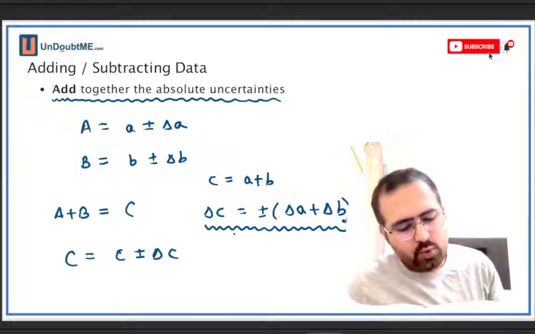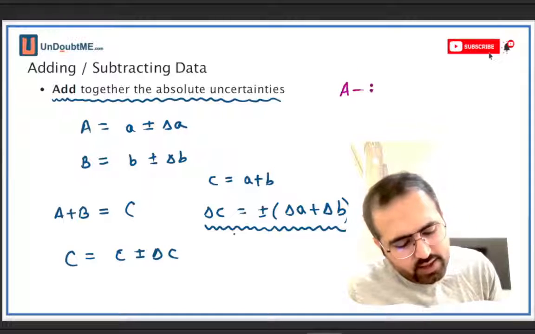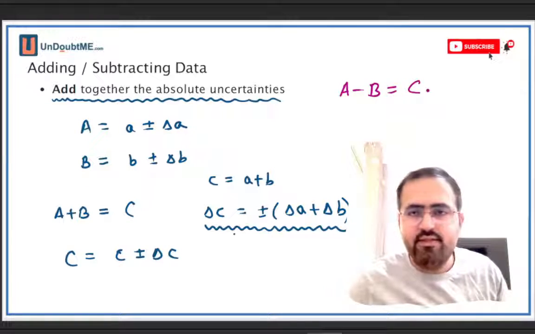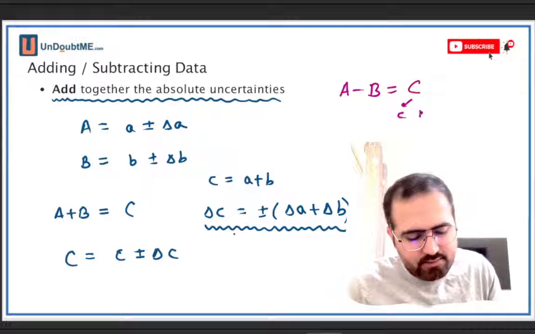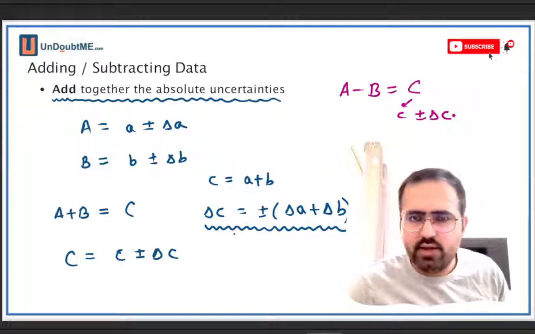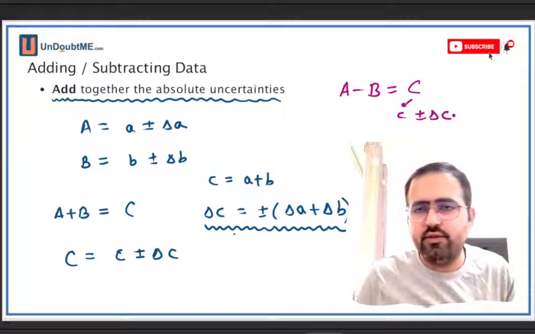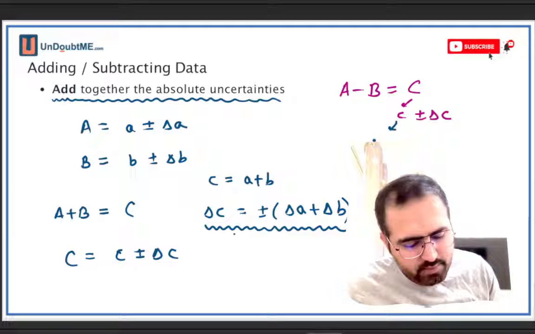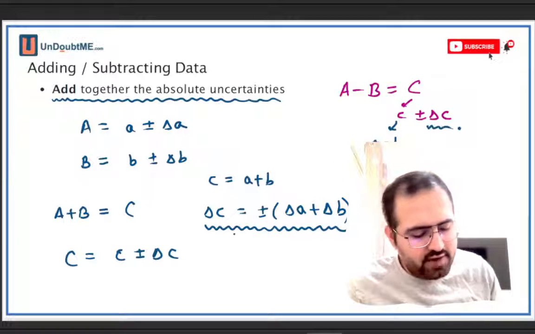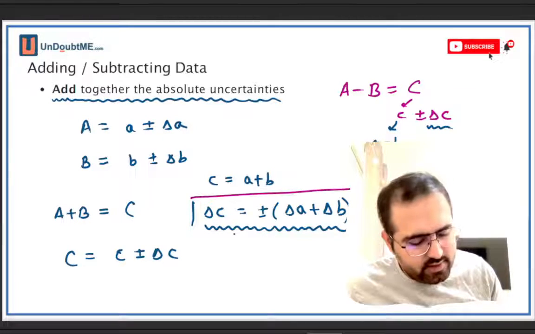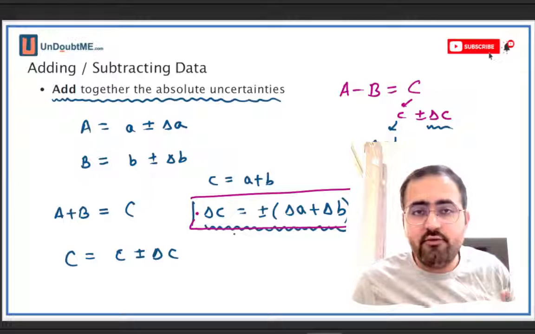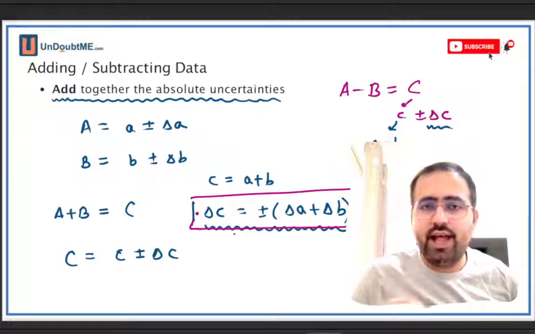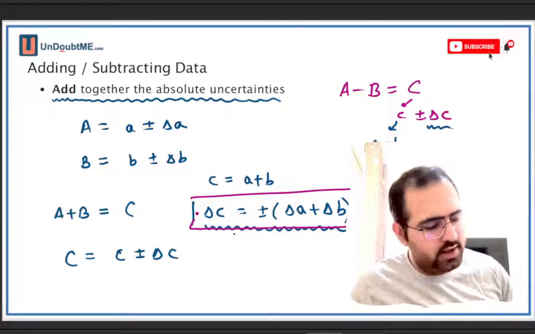Let's say if I have a quantity A minus B, then I will do the same thing. I will write A minus B as C, and then C will be equal to C plus minus delta C. The procedure is the same. You have to just follow the same process for addition and subtraction. The value of C will be A minus B, while the value of delta C will be the same as the value which we have seen for addition. So this is how we have to deal with the questions based on adding and subtracting the data.